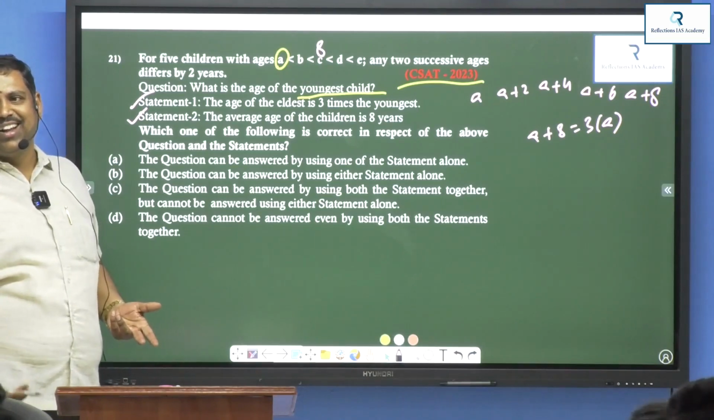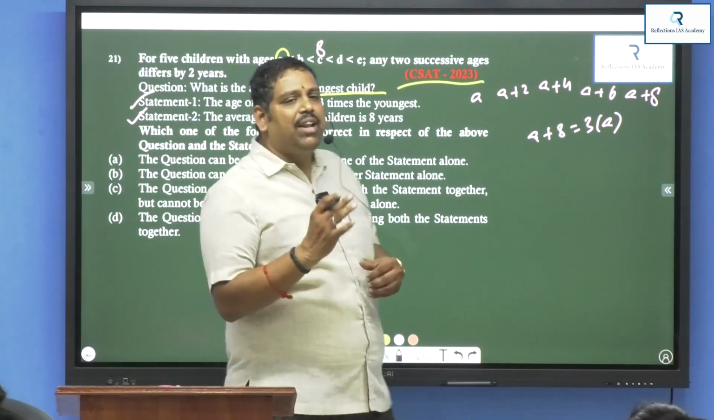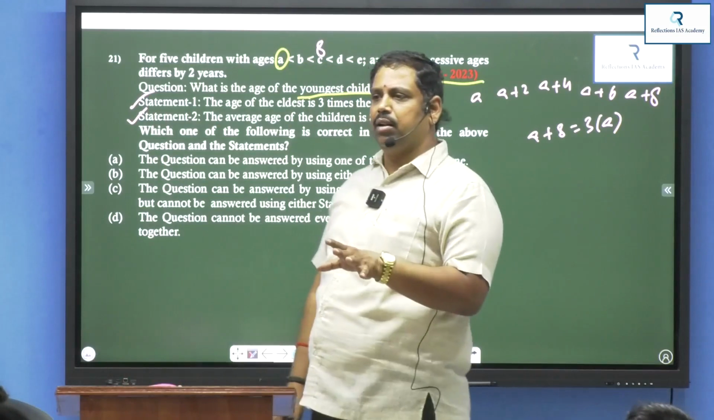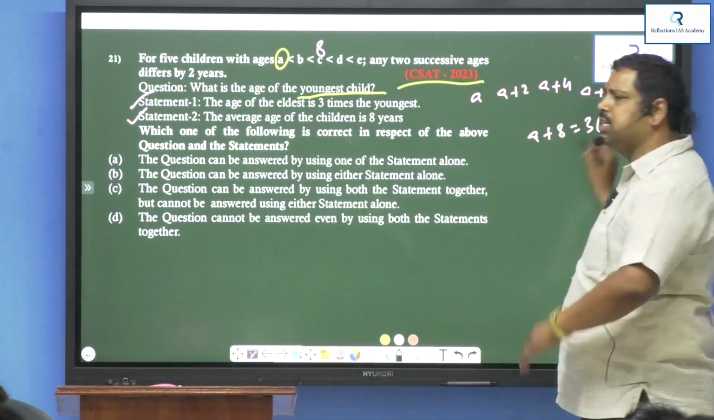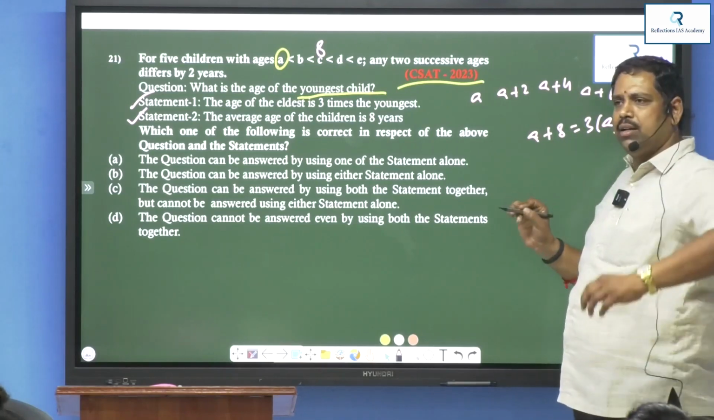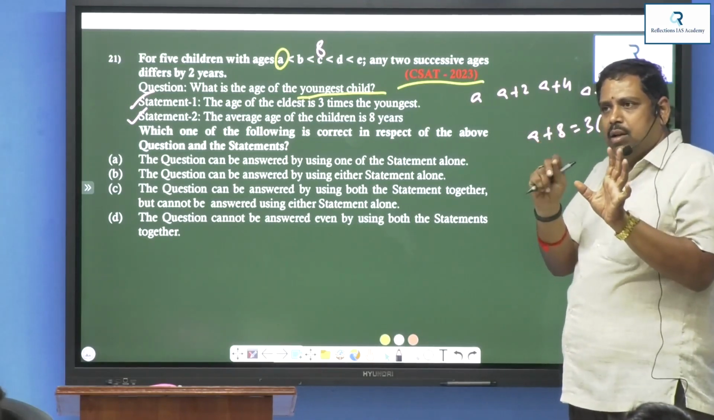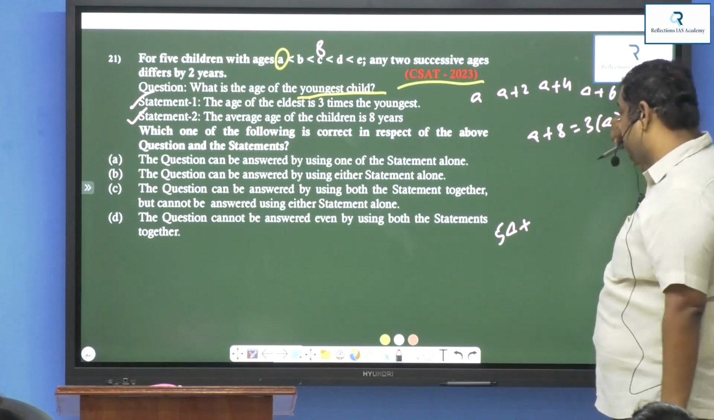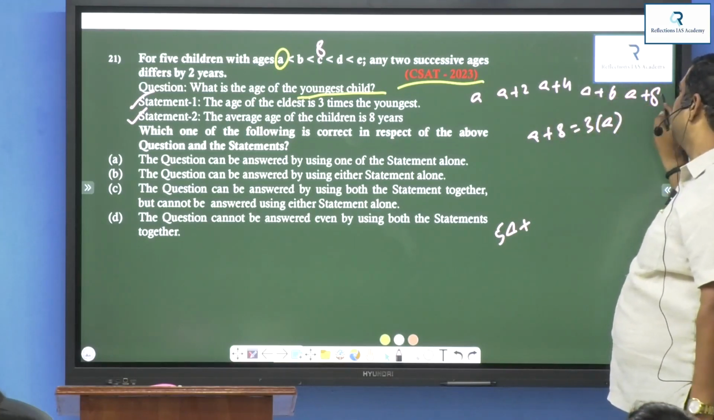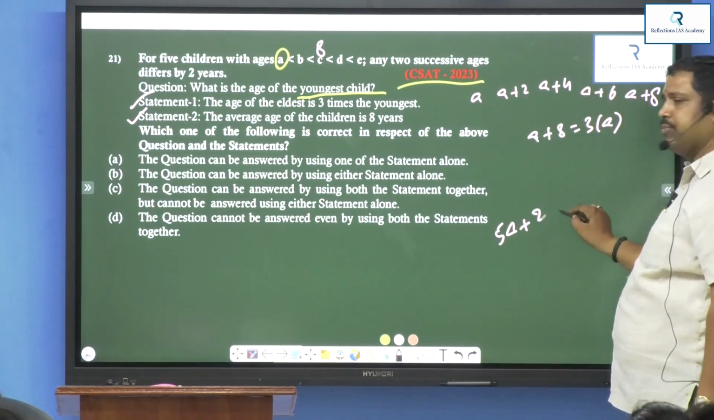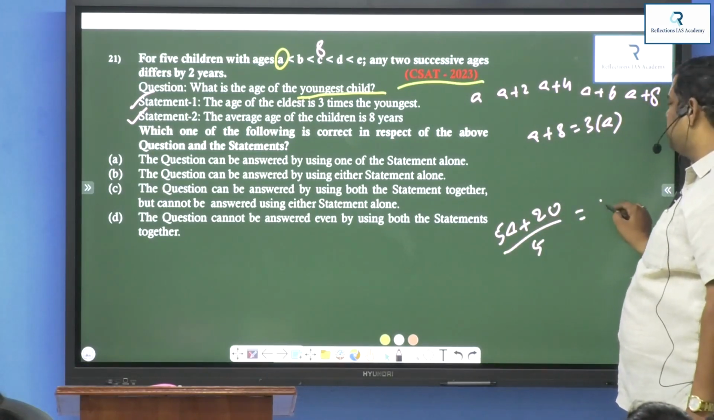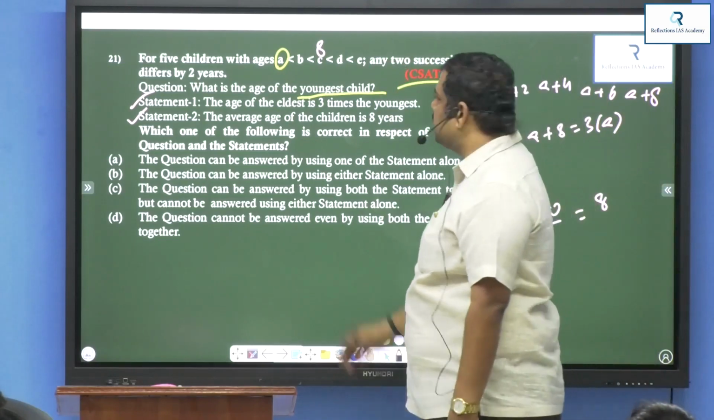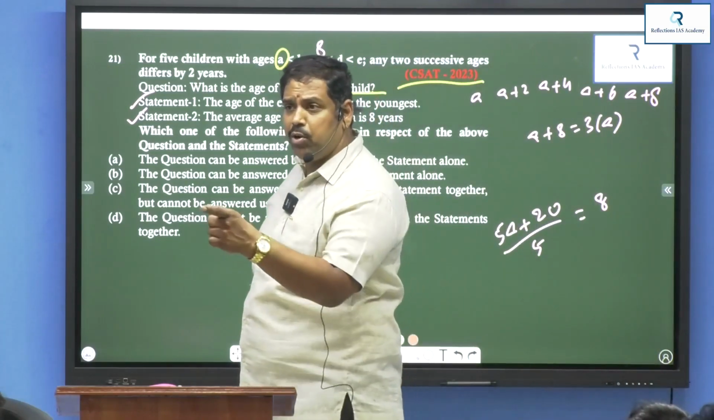Here, if the given observations are in arithmetic progression, the middle one acts as the average. If you know, it's fine. If you don't know, not a problem. Average means the sum of observations divided by the number of observations. If you sum, you will get 5A plus constants, divided by 5. The constants are 2 plus 4 plus 6 plus 8, that is 6, 12, 20. Average means 20 plus 5A by 5 is equal to 8. If you simplify, will you get the value of A or not? A is the youngest person's age. He is asking about the youngest one only, no? So from statement 2 alone also, are you able to answer or not?